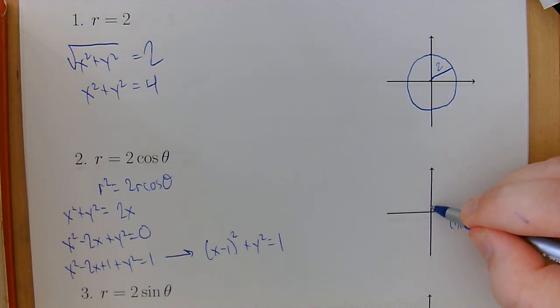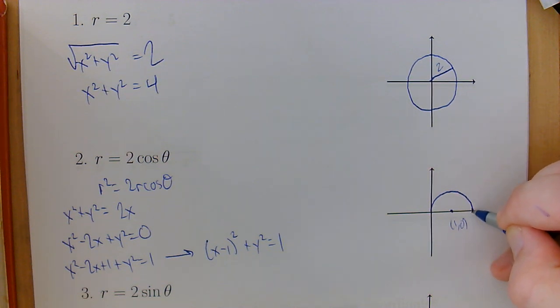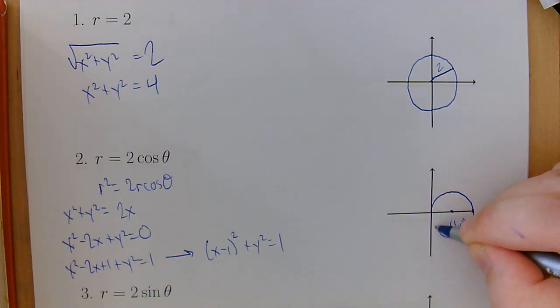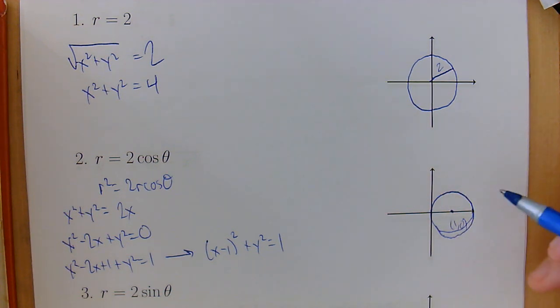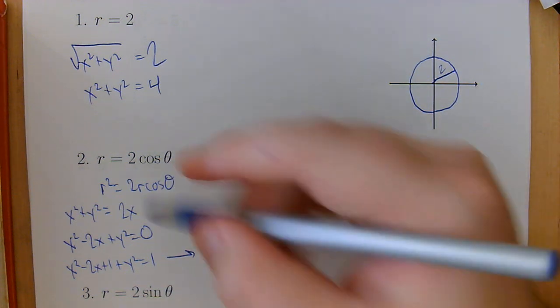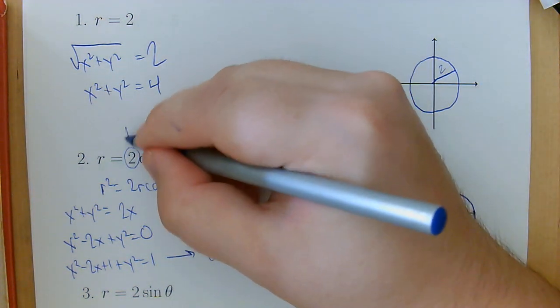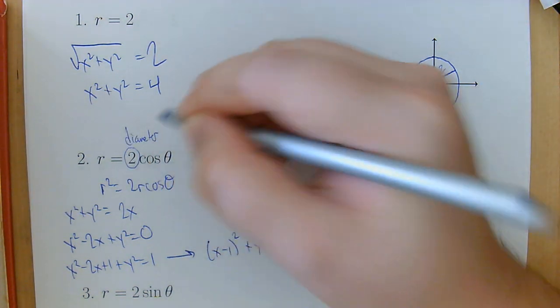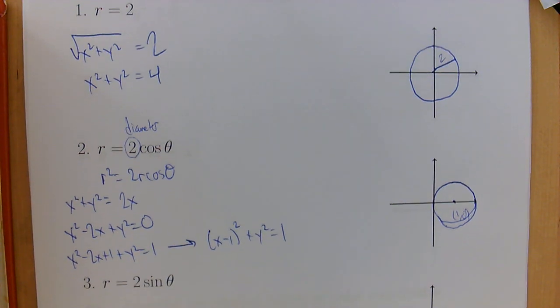If it's radius 1, it just barely touches the origin and extends 1 in the other direction as well. Oops, it's a little too big. There we go. Another way of remembering this is that, remember, cosine goes in the x direction, and you can remember the coefficient in front of it as the diameter of your circle.